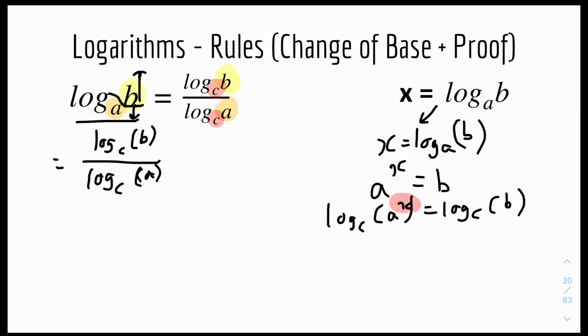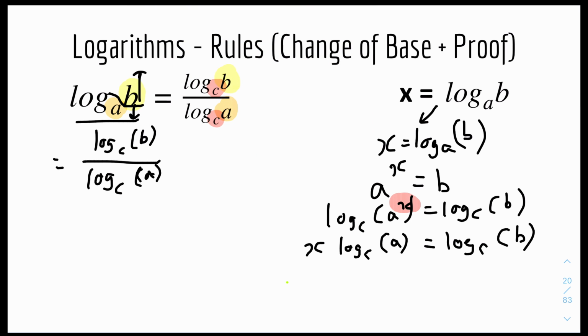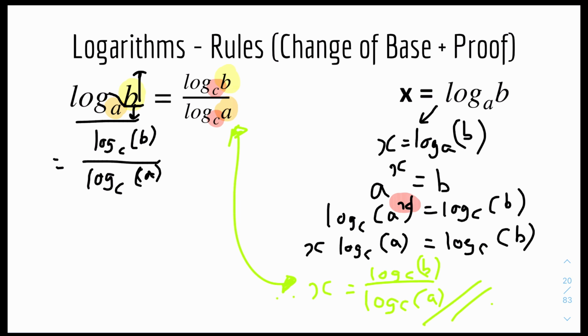So we have this power right here. From previously, we can just bring it down, so it becomes x log c a equals log c b. And finally, to find x, we can just rearrange the equation to find x equals log c b, and divide both sides by log base c a. And that's our final answer, which is equal to the same thing, which is quite cool.